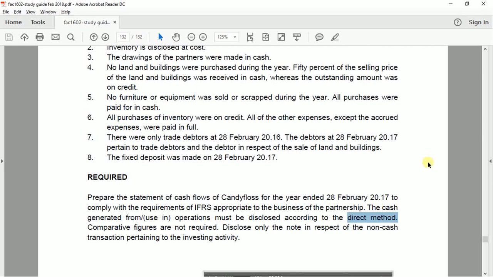But only operating? No. It would be all three, because the textbook always asks for all three. Okay, they just said the cash flow statements. Yeah, so a cash flow statement has three sections. But then it says operations must be disclosed. So would that be operations? They're telling you that section must be direct. So just be careful. Don't assume they're not asking all of it. If they worded the same in the exam, you still need to do all three. But also look at the mark allocation. If this is out of 30, you definitely have to do all three. You'll never get 30 marks for one section.